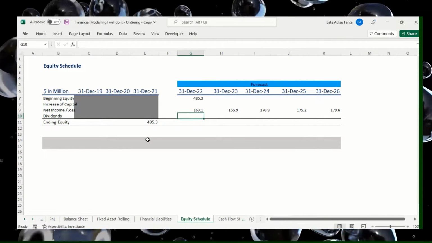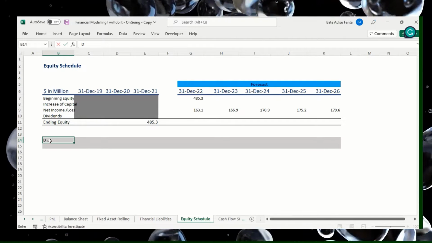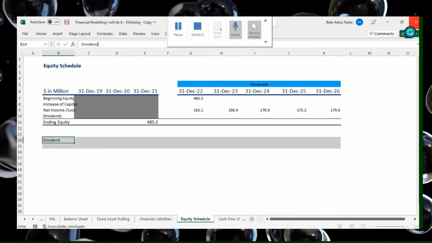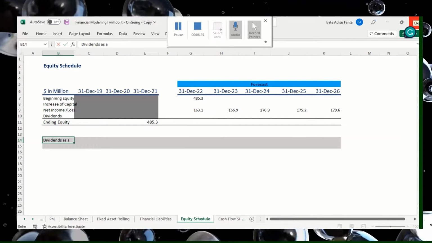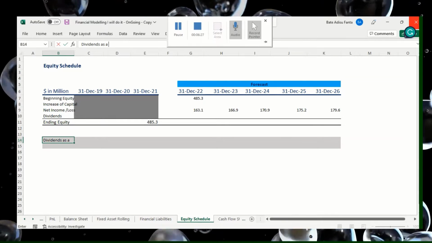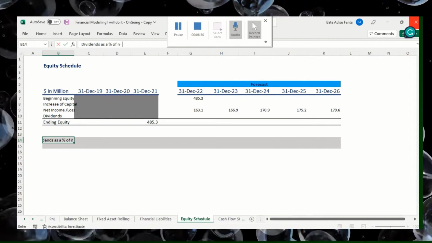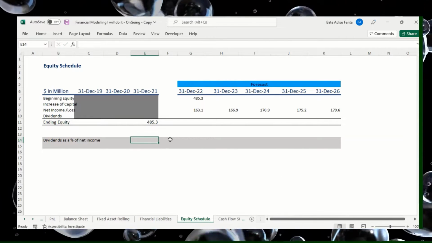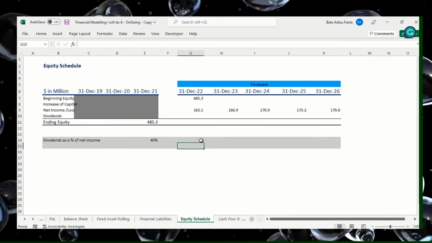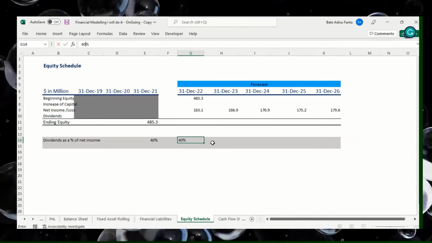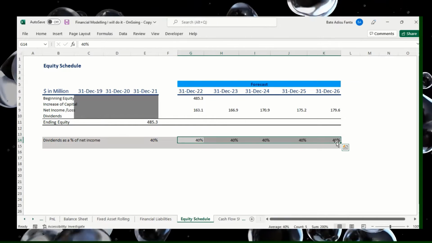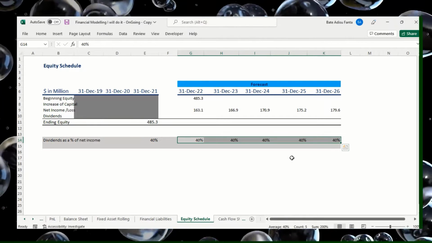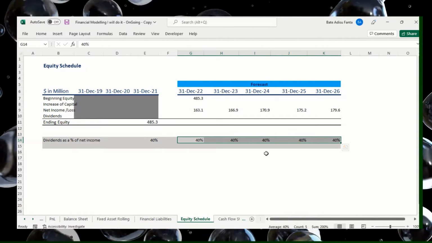That's it. And now let's assume that the company pays dividends as a percentage of net income. Let's assume that the company pays 40%, and it will be paying 40% in all the years. We expect that the company is going to continuously pay at the end of each year in the forecasted period, right?